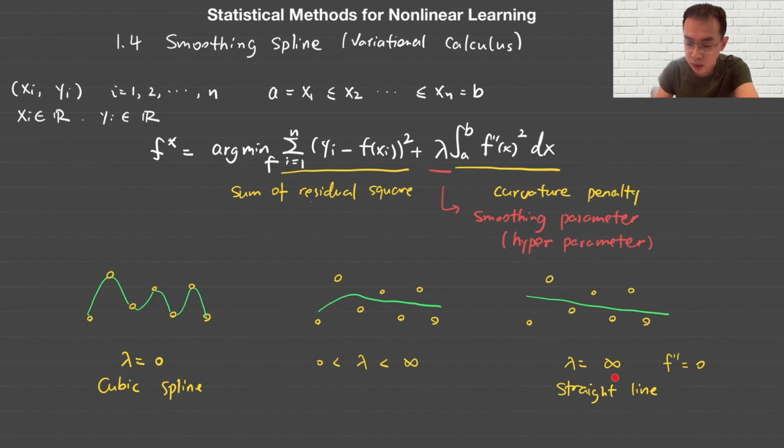On the other hand, when lambda goes to infinity, we achieve the solution by pushing the curvature to 0. So the second derivative of f goes to 0. That means the curve we get in the end is a straight line. In practice, we want lambda to be somewhere between 0 and infinity. That will depend on the specific problem. It is a hyperparameter we need to tune so that we can balance the goodness of fit with the smoothness of the curve.